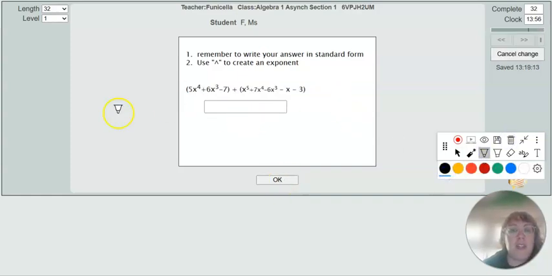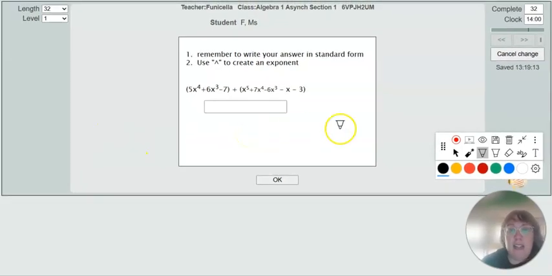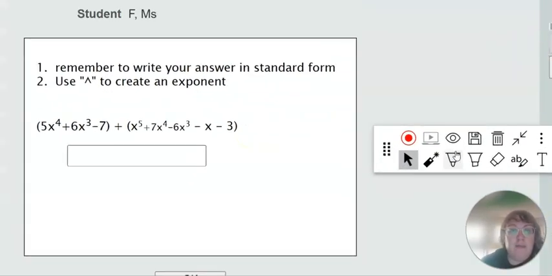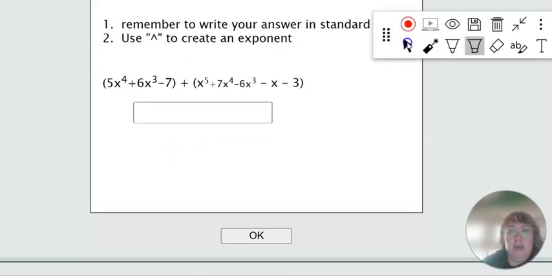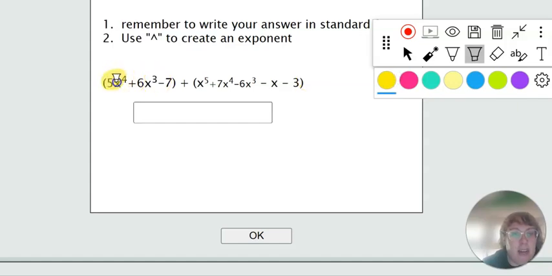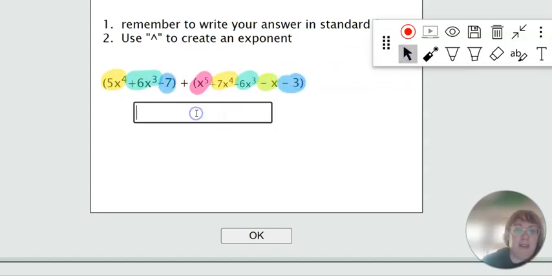Alrighty. So for this one, this is addition. So instead of writing it all out, we can just combine them and add them because it's all addition. So we have this 5x to the 4th and 7x to the 4th. We have an x to the 5th. We have a 6x cubed minus a 6x cubed. We have a negative x. And then we have negative 3 and negative 7.